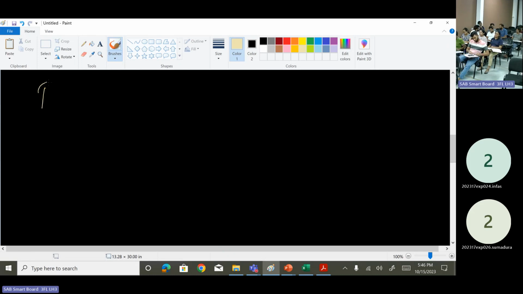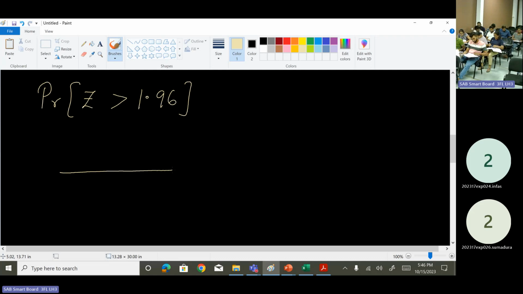The next one. Probability that Z is greater than 1.96. Z scale. So we can draw the Z scale sketch. Right. 0 comes in the middle. 1.96 we have to mark as a positive value, so maybe somewhere there. Right. So now we want Z greater than 1.96, which means we want this region.